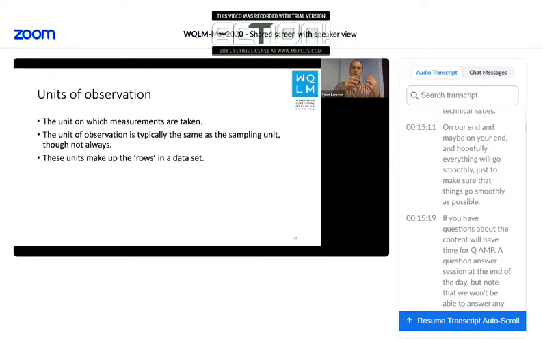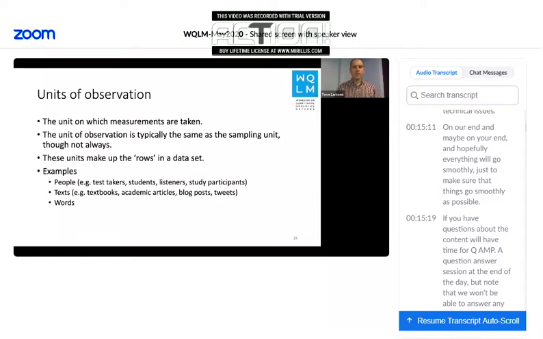we collect one at a time into our sample is often the unit of observation, but not always. These often make up the rows in our data set. So for example, we often use people or participants as units of observation. These are test takers or students or listeners or study participants.